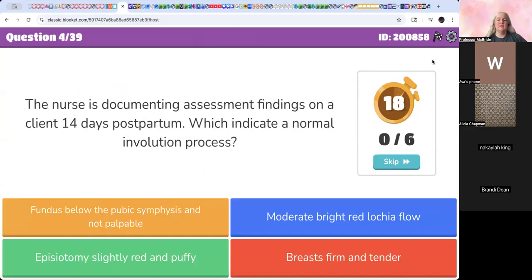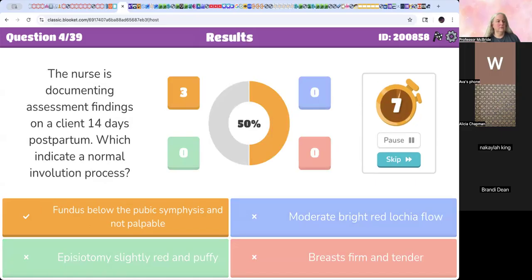The nurse is documenting assessment findings on a client 14 days postpartum, which indicates a normal involution process. So for this, we're 14 days postpartum, and it wants to know normal involution. What happens with involution? That's where the fundus is returning back down, the uterus returning to its normal state.